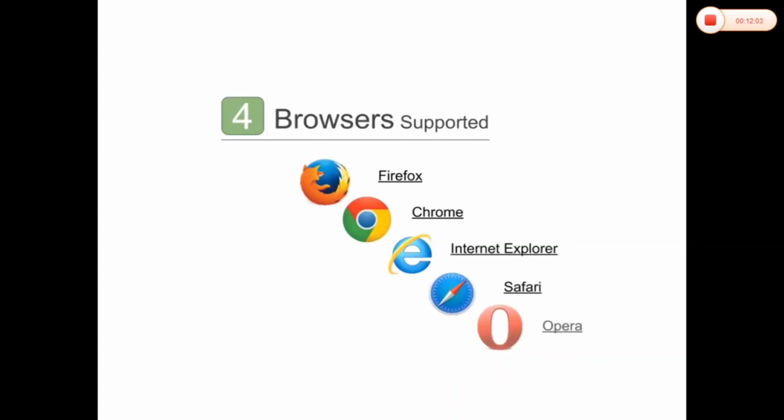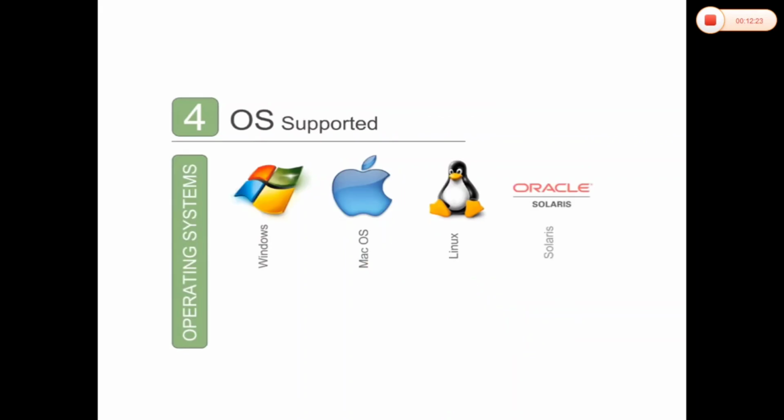Selenium supports any browsers: Firefox, Chrome, Internet Explorer, Safari, Opera. You can take any browser, and your Selenium script will execute on each and every browser. That's why it is flexible, right? Then operating systems: Selenium supports every operating system, Windows, Mac, Linux, Solaris. You can execute your script on any operating system, happily.